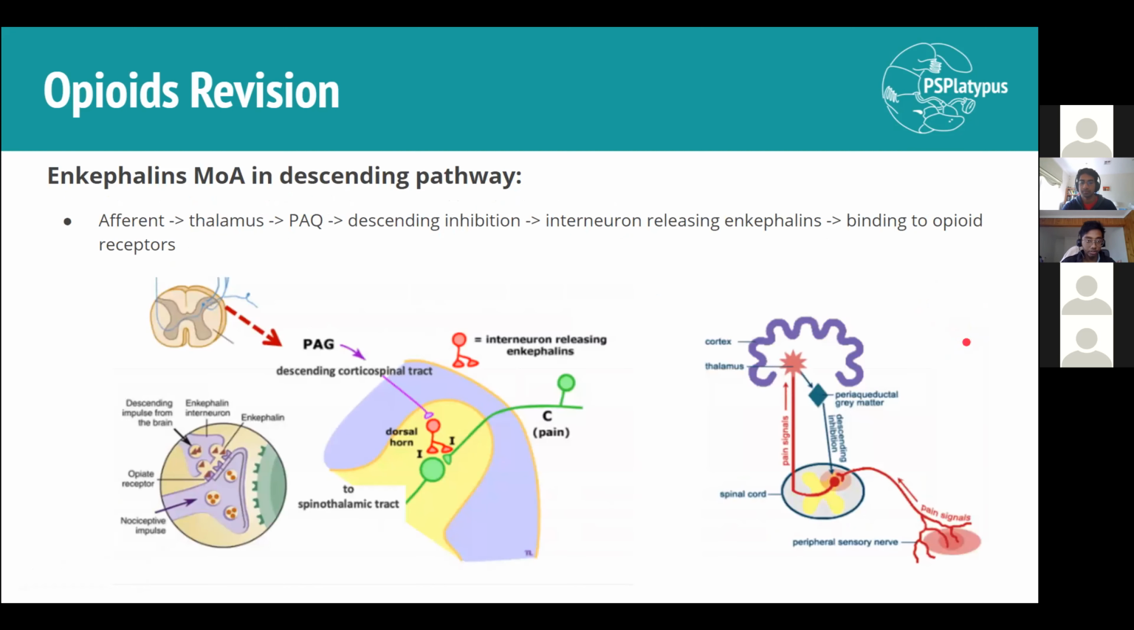So again, a bit of revision on the descending pathway. This is really when afferent pain signals are carried through to the thalamus, which then stimulates the periaqueductal gray matter in the brainstem region to provide descending inhibition, which sends nerve impulses to interneurons within the dorsal horn. And these little interneurons are essentially like little factories that produce enkephalins, and these enkephalins bind to opioid receptors and stop the transmission, hence inhibiting pain.